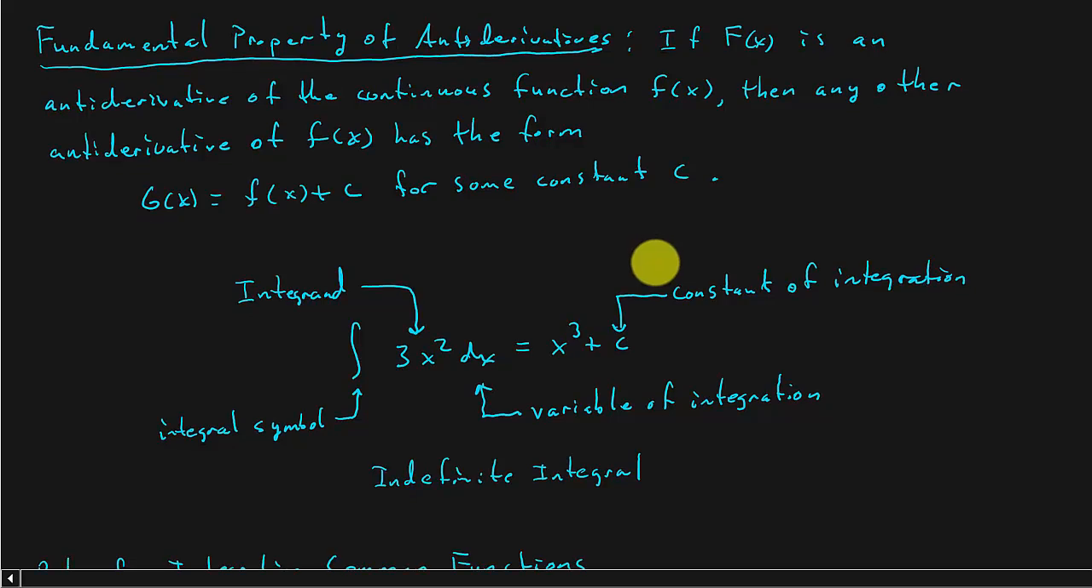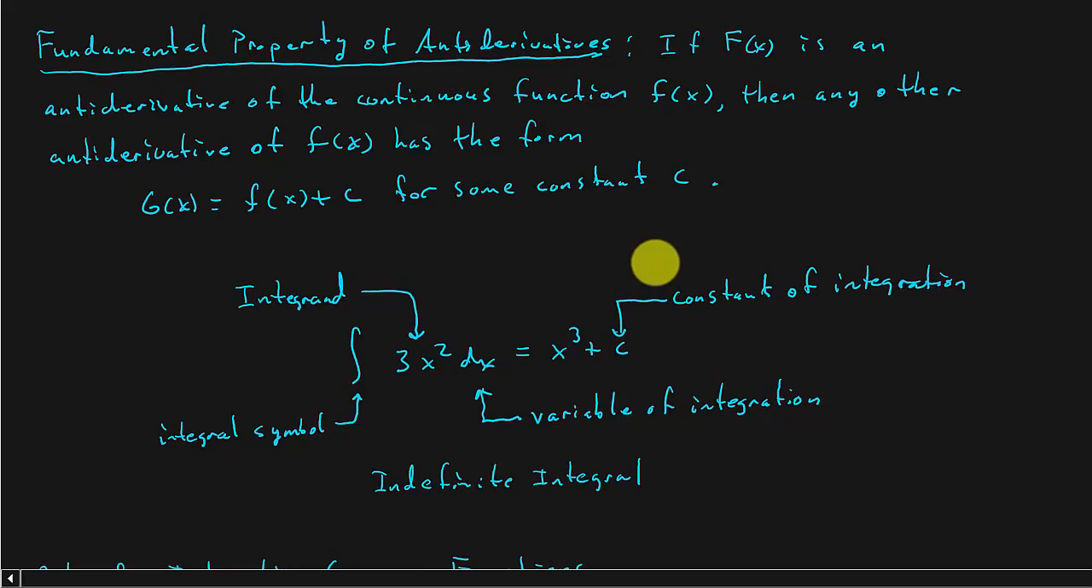All right, so let's look at this. Fundamental property of antiderivatives: if big F is an antiderivative of the continuous function little f, then any other antiderivative of little f has the form capital G equals capital F plus c for some constant c. I'm going to talk about this plus c in a minute.